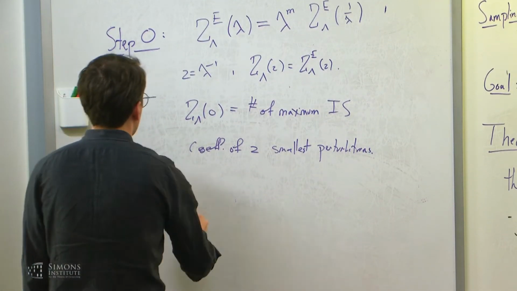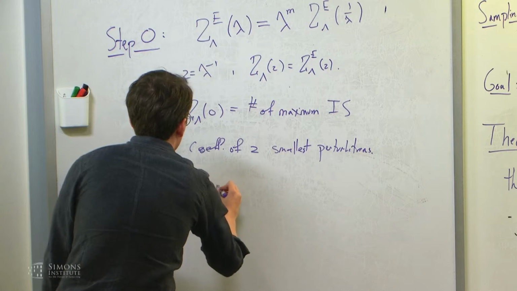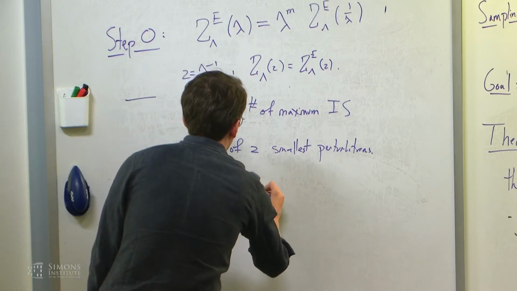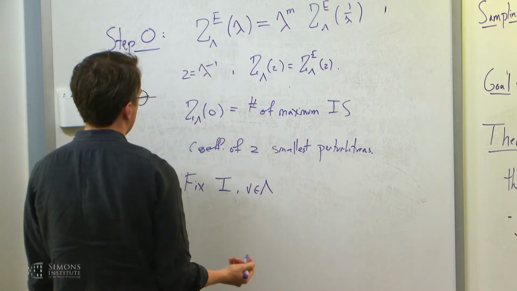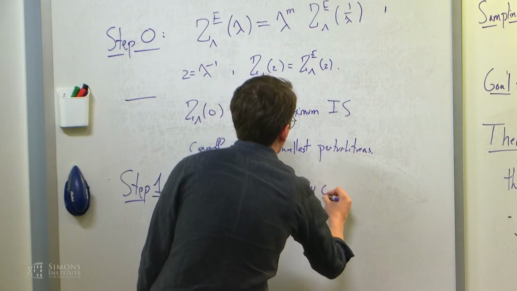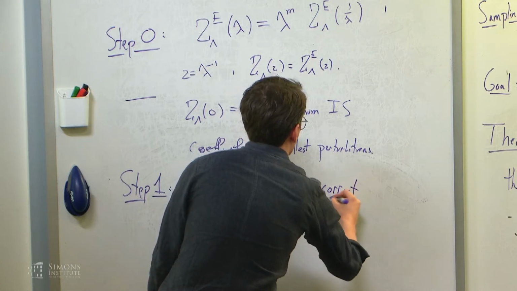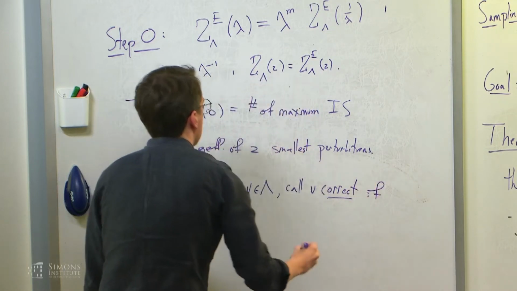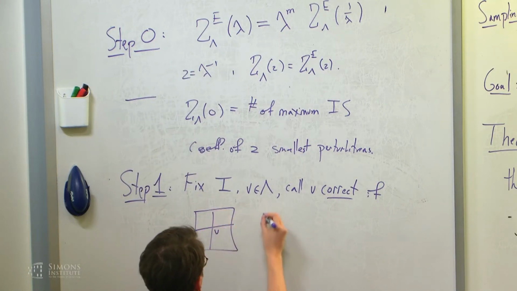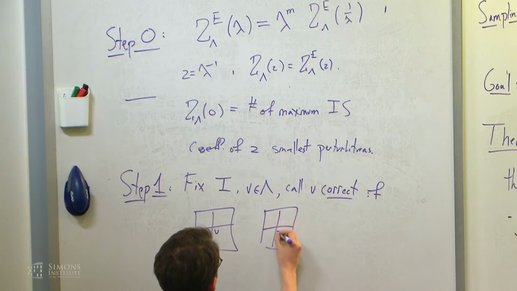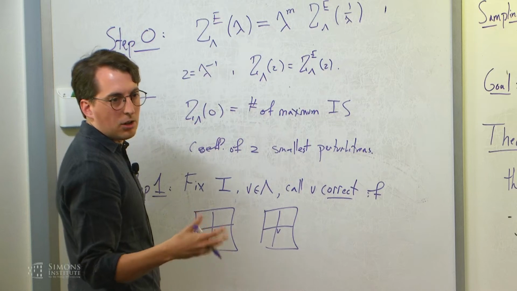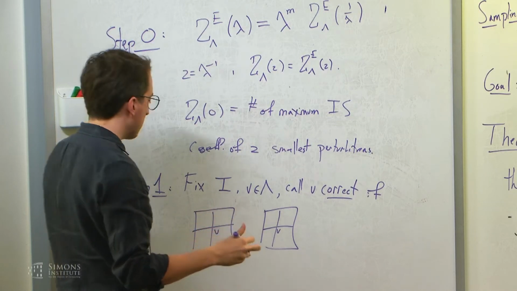So step 1 is that you fix some independent set I, and you just pick some vertex v in your graph. You call v correct if you see one of the two local pictures that I'm about to draw. So if it's correct, it should look like a ground state. The ground states are all even or all odd for the independent set model.